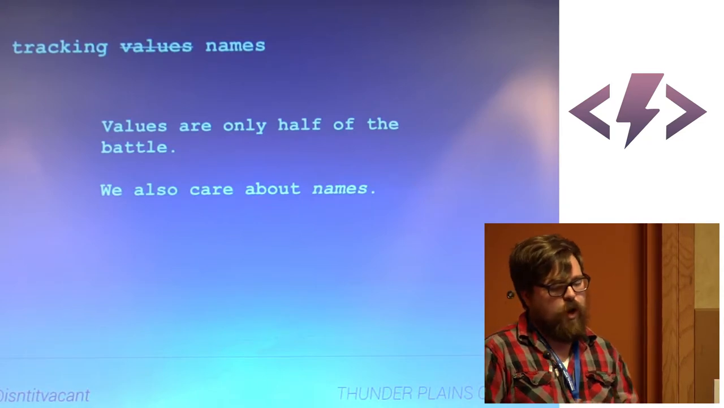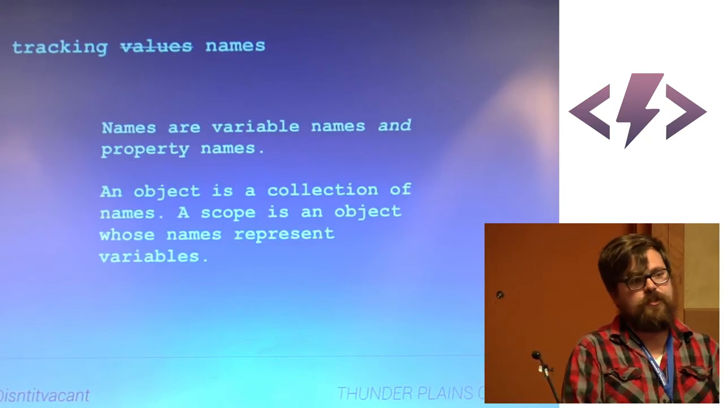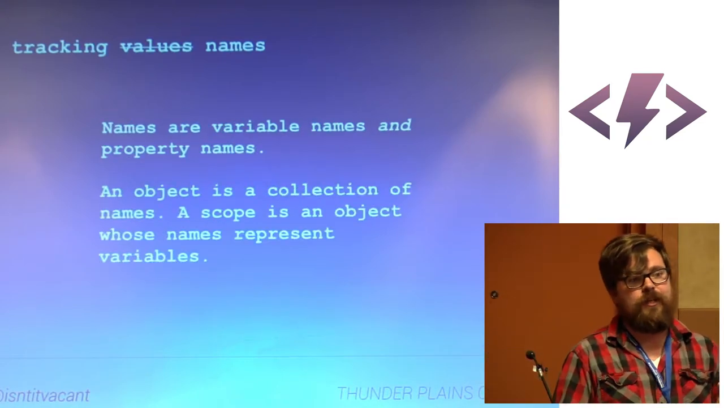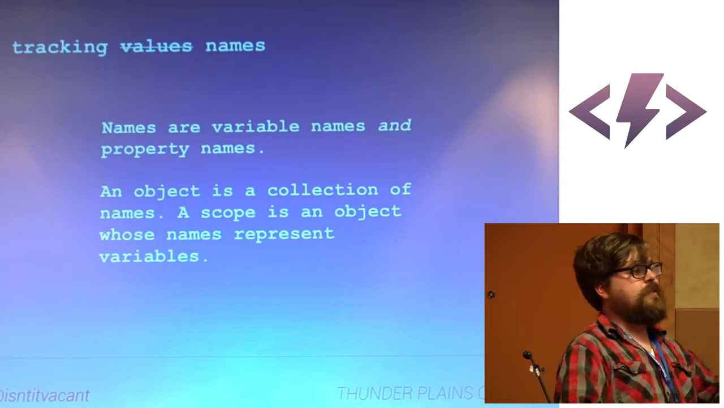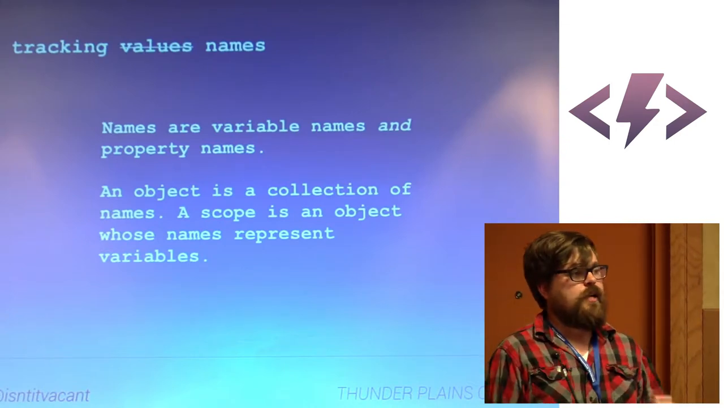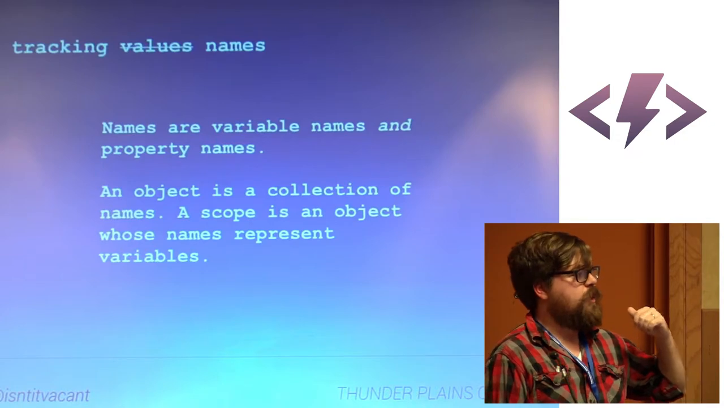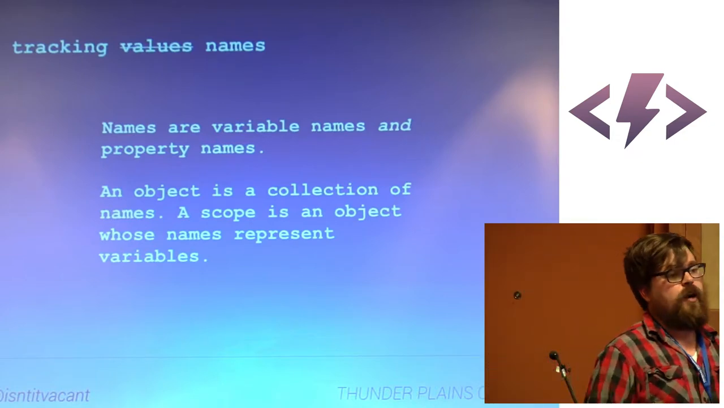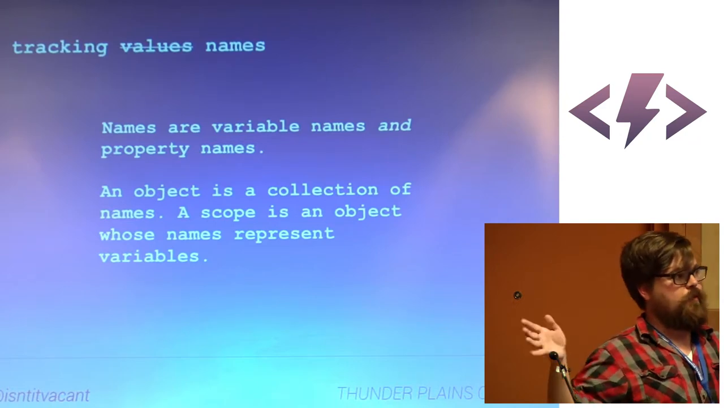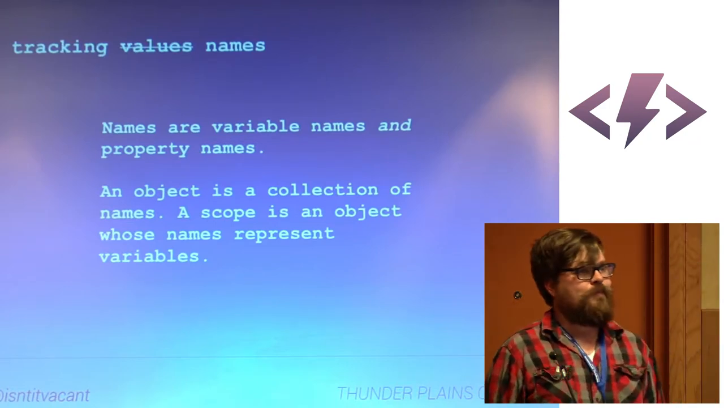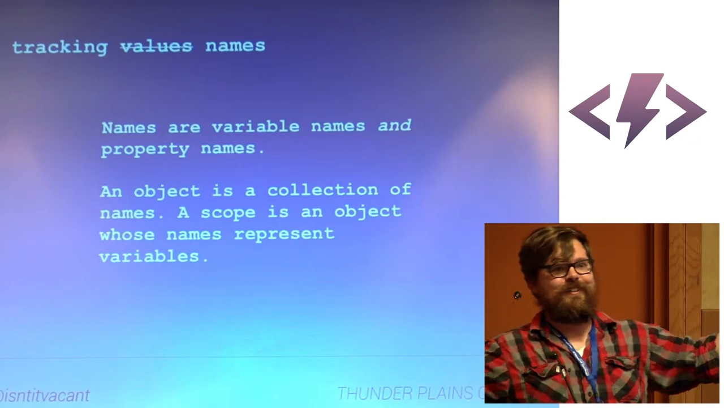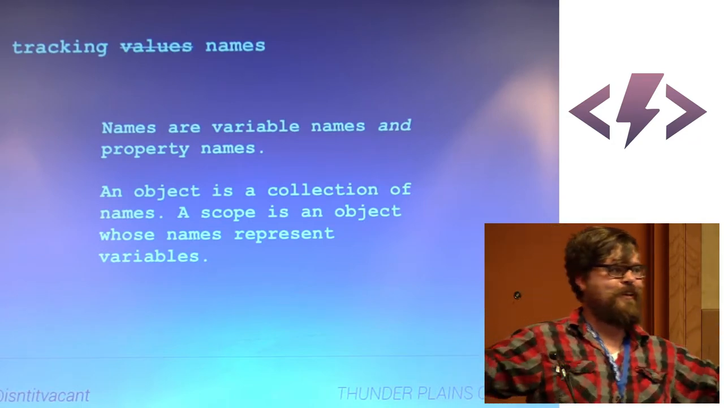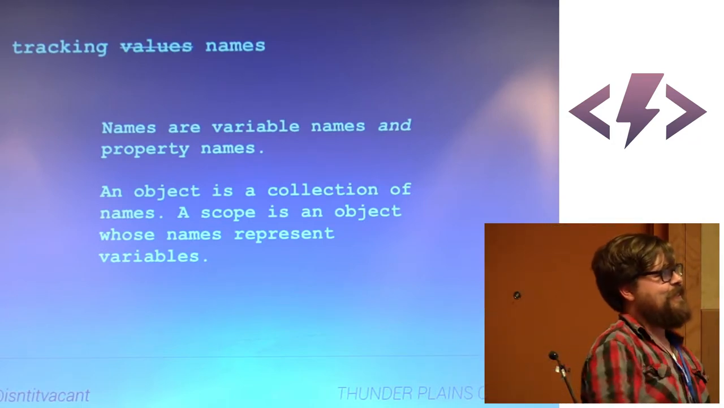Names are variable names and property names. An object is just a collection of names, and a scope is just an object that is automatically assigned to a function. So anytime you look up a property off of scope, like a variable name, you're really looking up a property off of an object that you can't see. It's sort of invisibly made for you. Is that enough hand waving for everybody? I just want to make sure that I'm doing enough hand waving. And then it works.